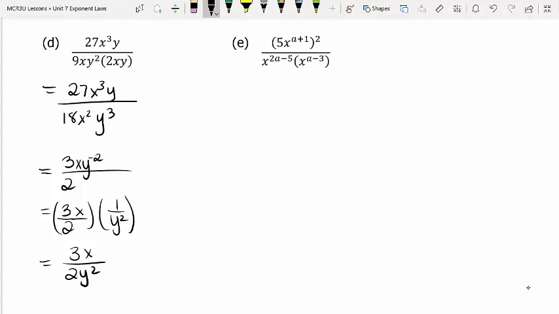Okay, part E, let's simplify the numerator first. So we have to distribute the power of 2 to everything inside of the brackets. So it's going to become 25. And then we need to multiply a plus 1 times 2, because that's the power of a power rule, right? A plus 1 is the first exponent, and it's raised to the other exponent of 2. So the power of a power rule says when you have an exponent raised to another exponent, multiply them.